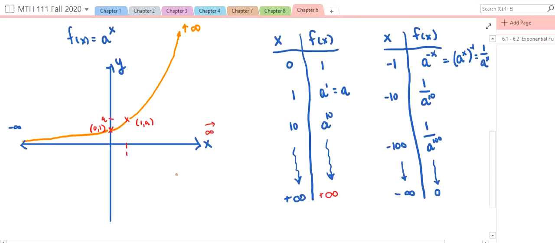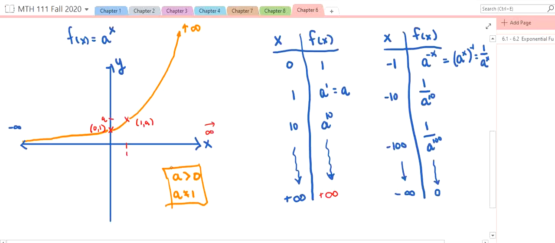So we're only going to talk about situations where a is greater than 0 and a is not equal to 1. If a were to equal 1, then it wouldn't matter what x was, the function would always equal 1, so it would be constant. And if a was less than 0, we're not going to deal with that situation. So we're always going to only talk about these two situations.